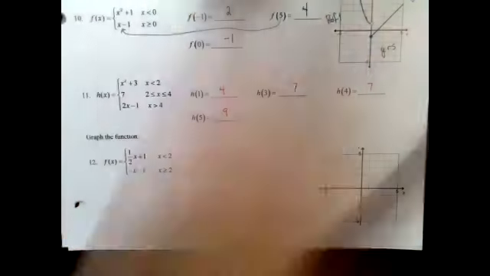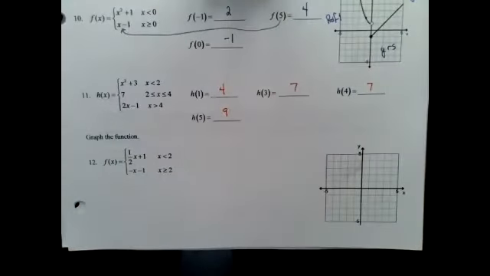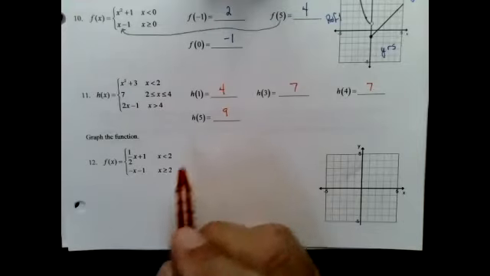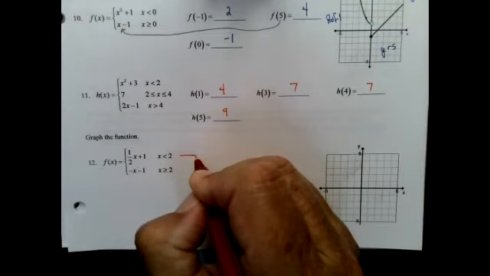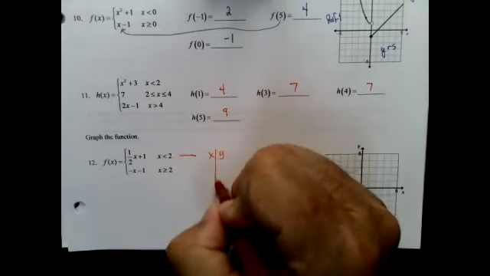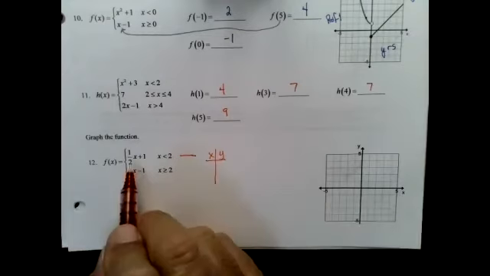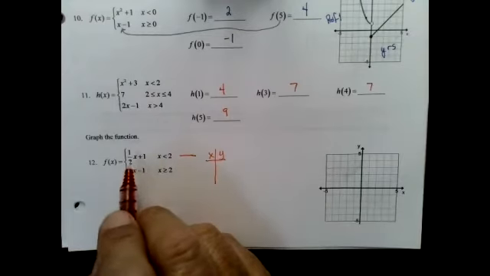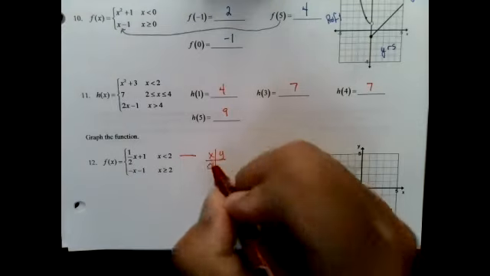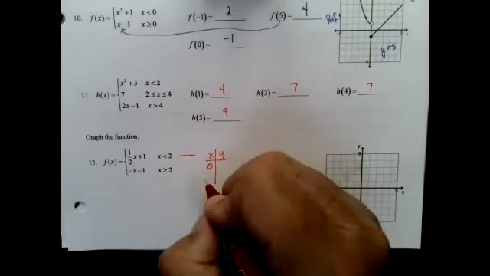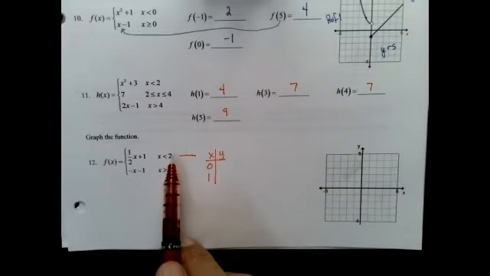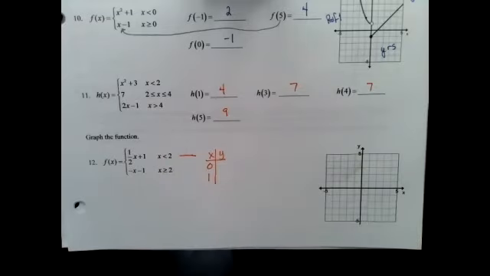Oh boy. Graph the function. Okay, so here's what I'm going to do. For this first equation in red, I want 2 values because this is a line. I only need 2 points to make a line. I'm going to use the points 0, that's less than 2, and 1, that's less than 2. If I plug in 0, what do I get? 1. If I plug in 1, what do I get?